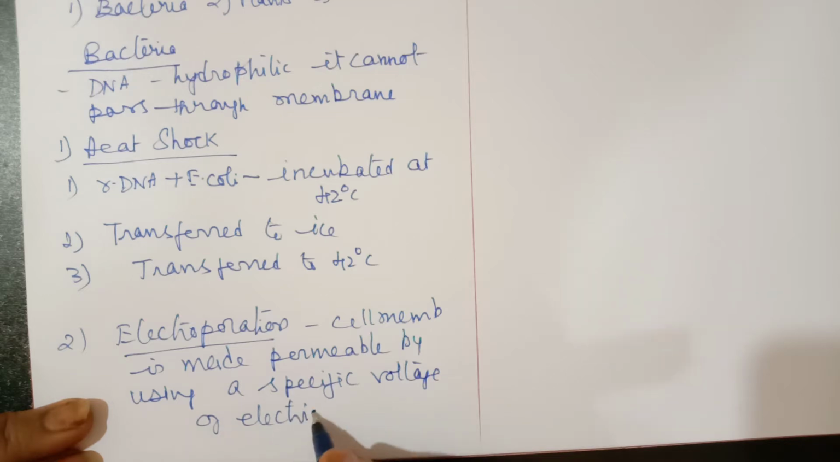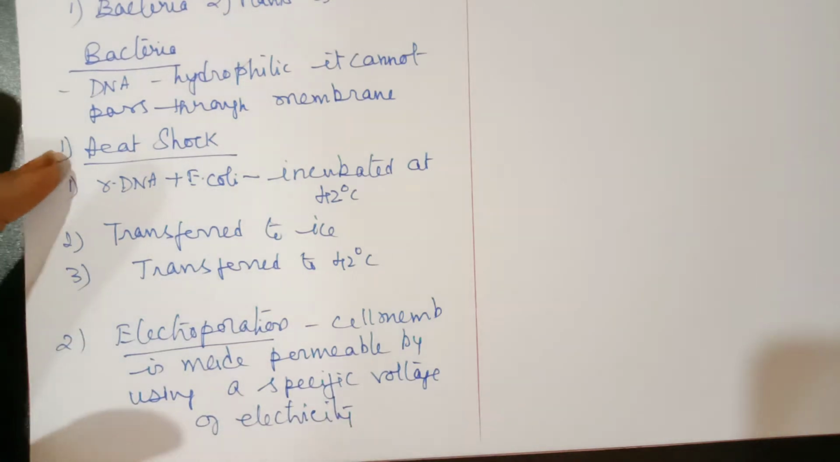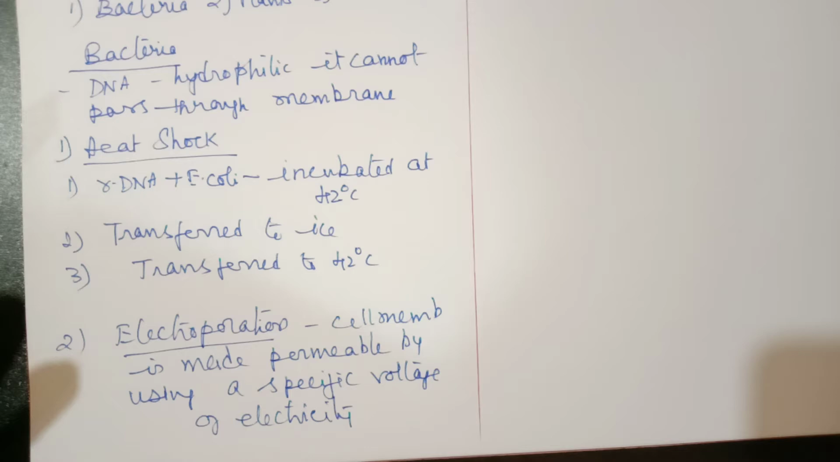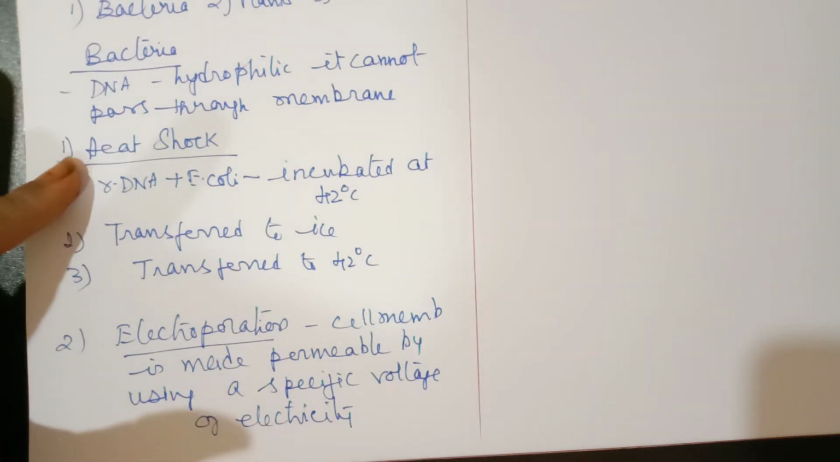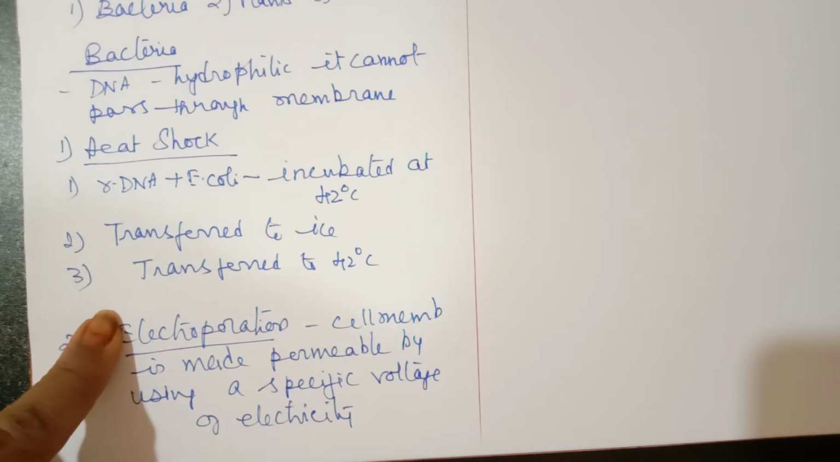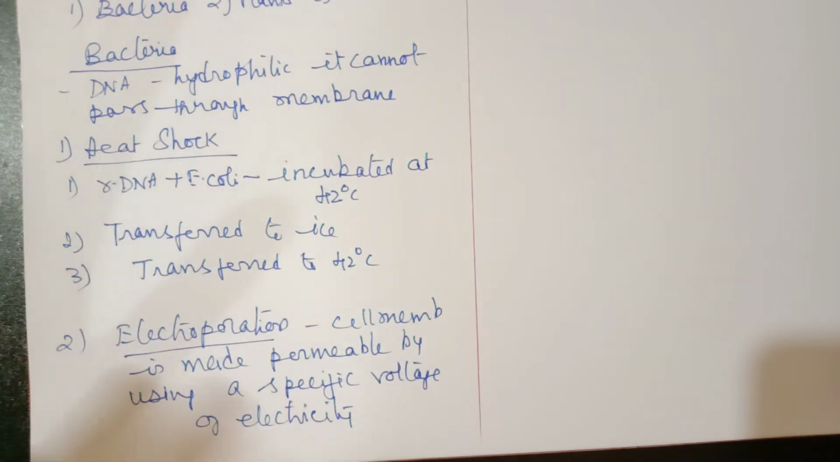So remember, these two methods are used only for bacterial cells. If a bacterial cell is used as a host, one is called the heat shock method and another is called the electroporation method. So this is for bacteria.